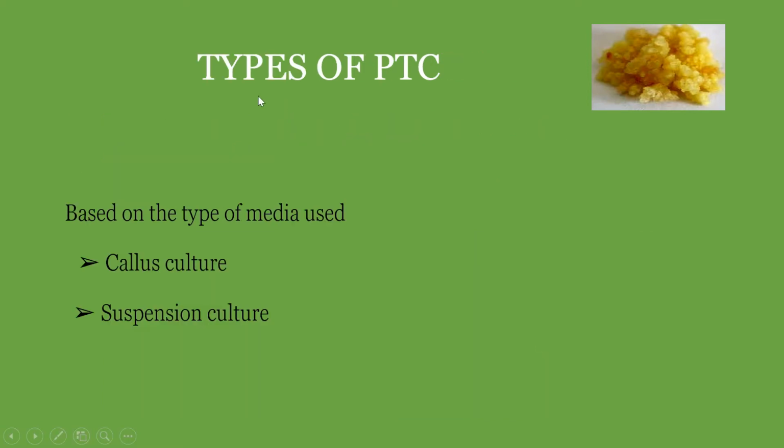Now, what are the types of plant tissue culture? If you classify plant tissue culture depending upon the medium, there are two types, callus culture and suspension culture. There is one more classification which is based on the parts of the plant used. Different parts of the plants are stem, leaf, root, flower, etc. Based on those, there are different types of classification. Here we will see the two main types based on the media, callus culture and suspension culture.